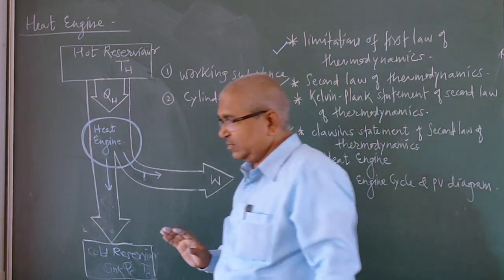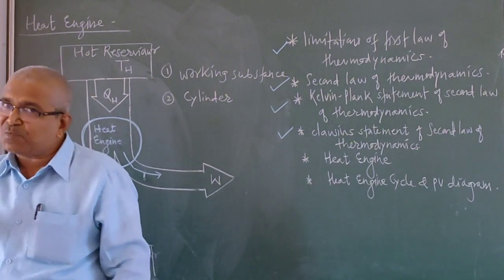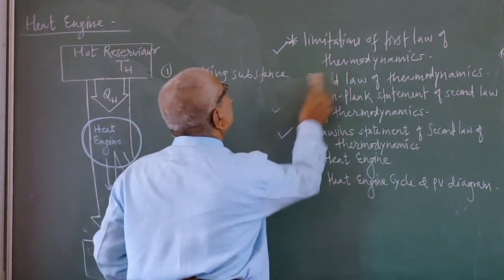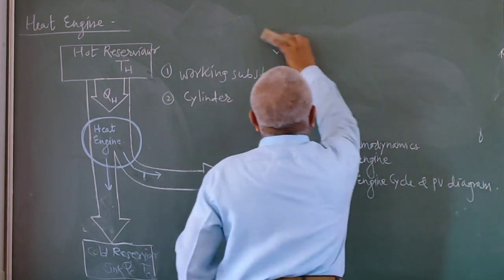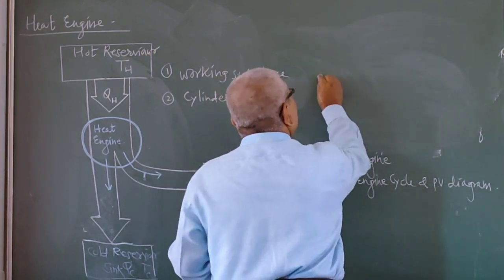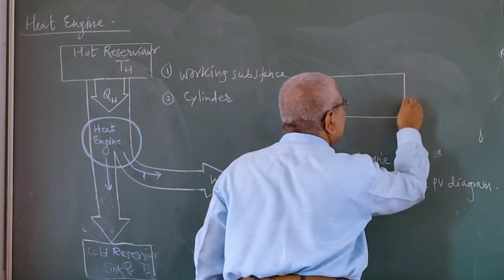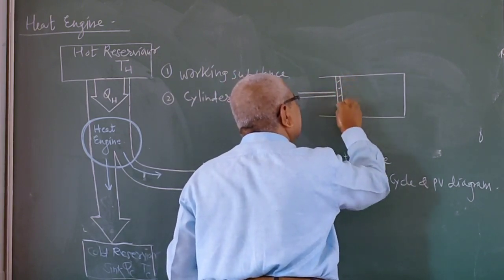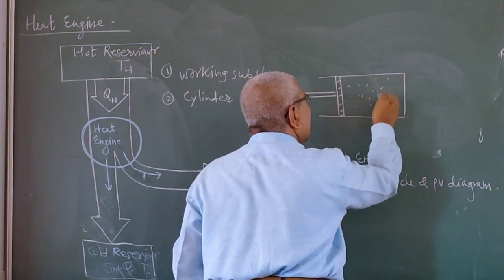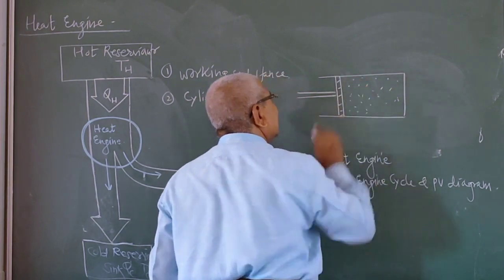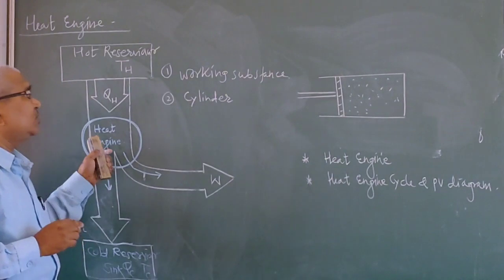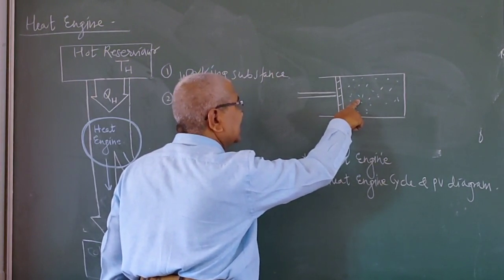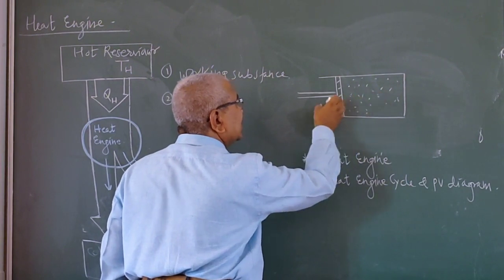Then the cylinder. The cylinder is the main working part of the heat engine. See here, actually what happens is like this. This is a cylinder having a massless, frictionless piston, consisting of some gas inside the cylinder. This much is present in the heat engine. As soon as some heat is given to the ideal gas, the internal energy of the gas increases.